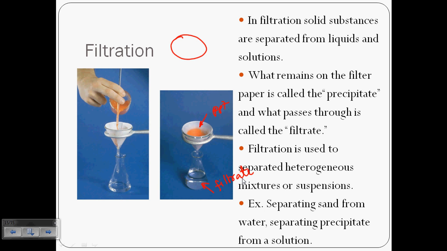Basically, filter paper has small holes which only let smaller size particles pass through and the bigger size particles stay on top. Filtration generally is used to separate heterogeneous mixtures, because think about a homogeneous solution like a sugar solution or a salt solution. That's going to go right through because salt and sugar particles are not big enough to be held on top by filter paper.